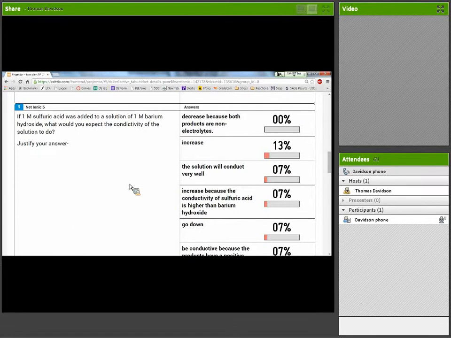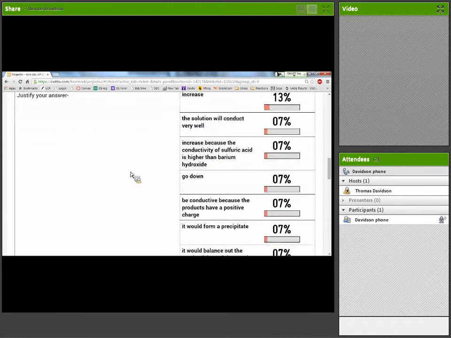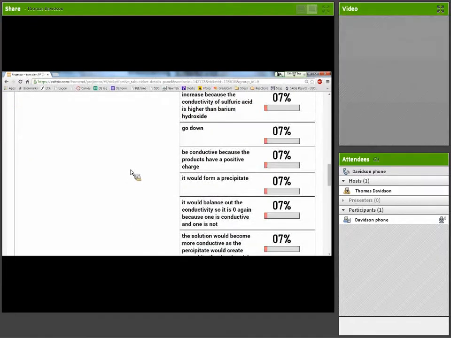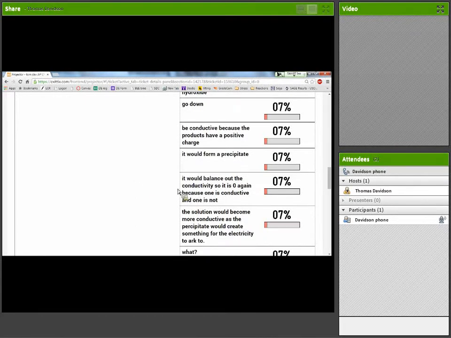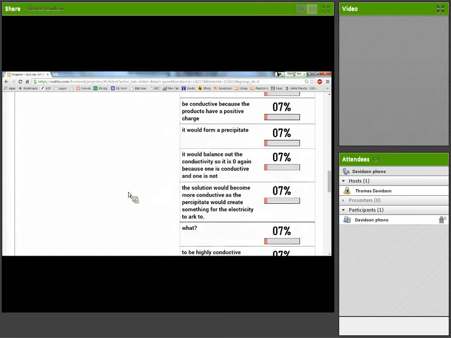Well, you said it would go down. All right, so this person got it right. Is that you, Windsor? You go down. I wasn't going to put a whole paragraph like that because then I was judging me. This person is perfect. We'll balance out the conductivity so it is 0 again.